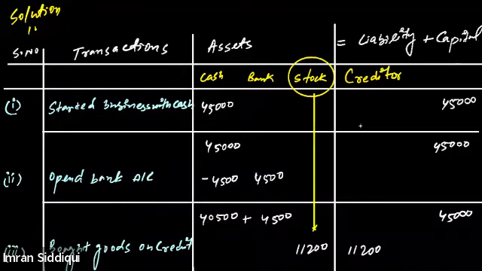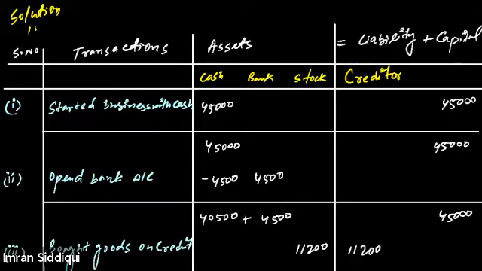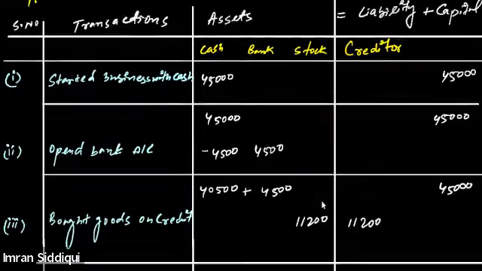So on the asset side, there is an increase in the value of the stock, but on the liability side, there will be an increase in the value of the creditor. Creditor will also increase by 11,200. Got it? Yes. Okay. Now finalizing the accounting equation.